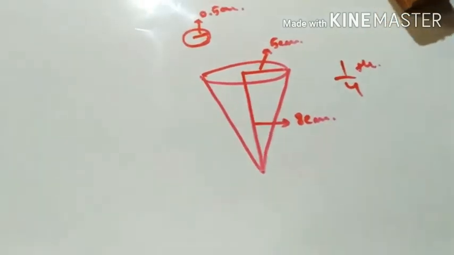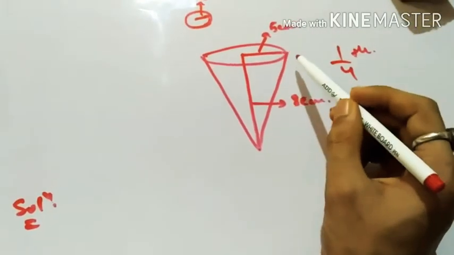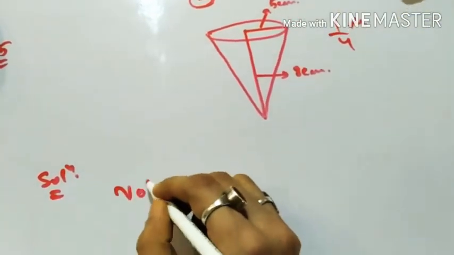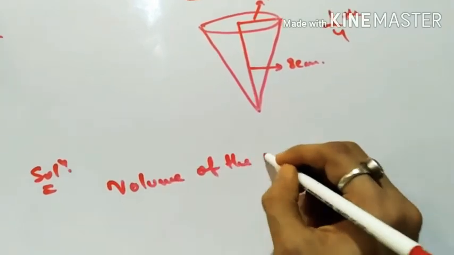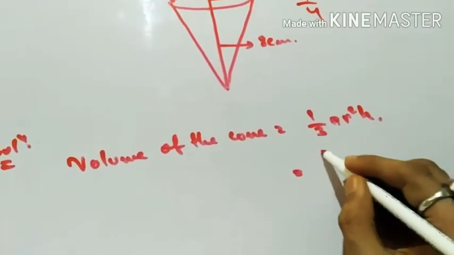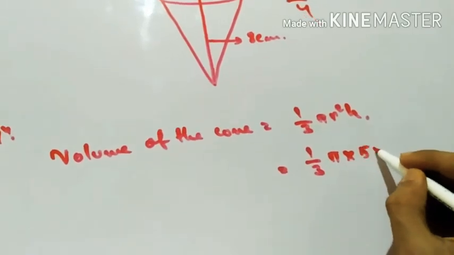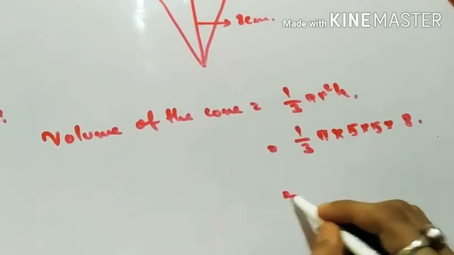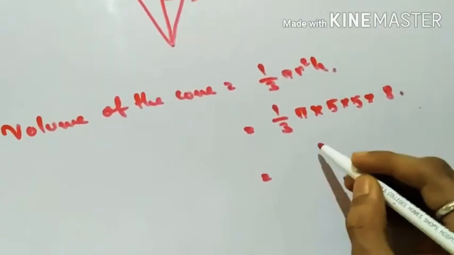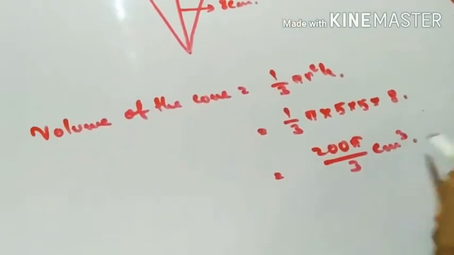Okay. So in here, solution, first of all I will have to find the volume of the cone. When I find the volume of the cone, I will know how much water this cone can hold. The formula is 1/3 pi r square h, which is 1/3 pi into 5 into 5 into 8. So 25 into 8 is 200 pi by 3 centimeter cube.